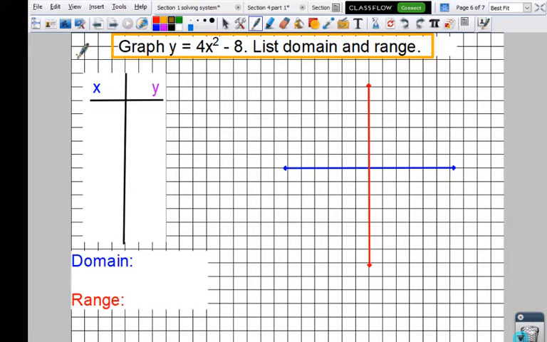Now your guys' turn. I want you to graph 4x squared minus 8 and list the domain and range. You guys are actually going to put your dots up here, so make sure you do it because we're going to pass the tablet around.